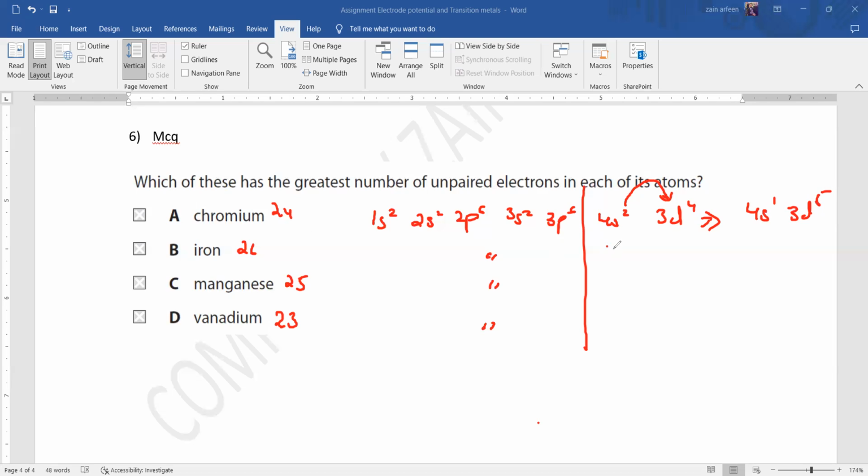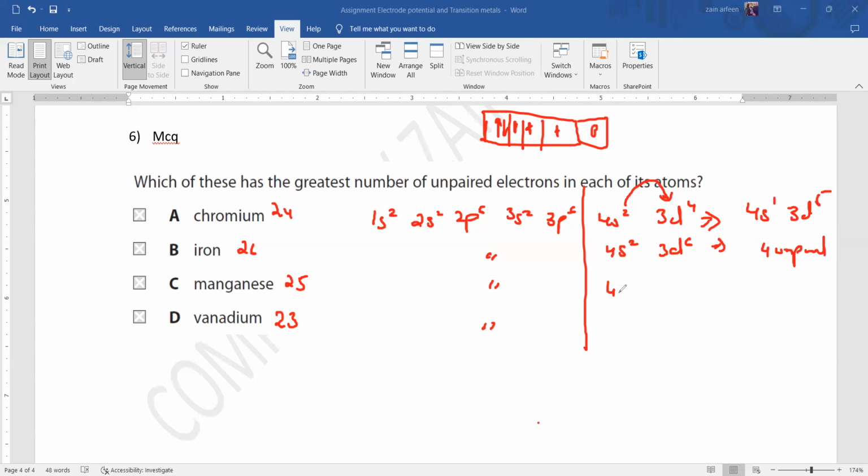When we write for iron, it will be 4s2 and then 3d6 because 26 electrons are there. Here, because d has 6 electrons, and d means these 5 orbitals are there, 1, 2, 3, 4, and 5. So first 1, 2, 3, 4, 5, and then there will be a 6th. So there will be 4 unpaired electrons.